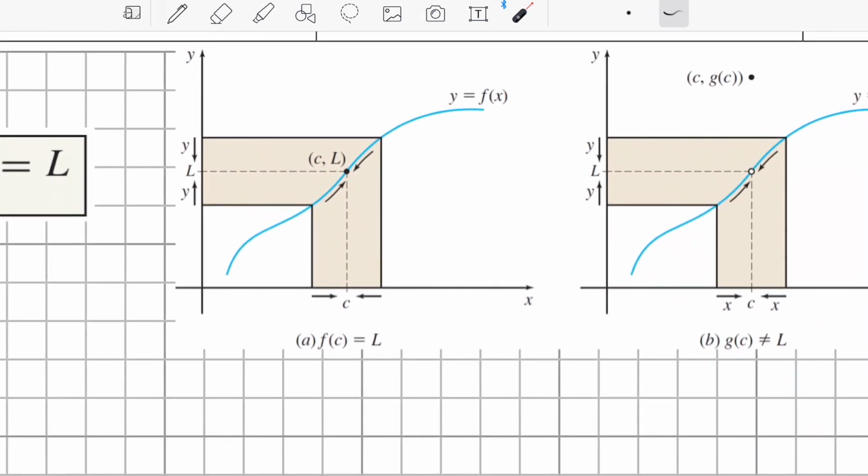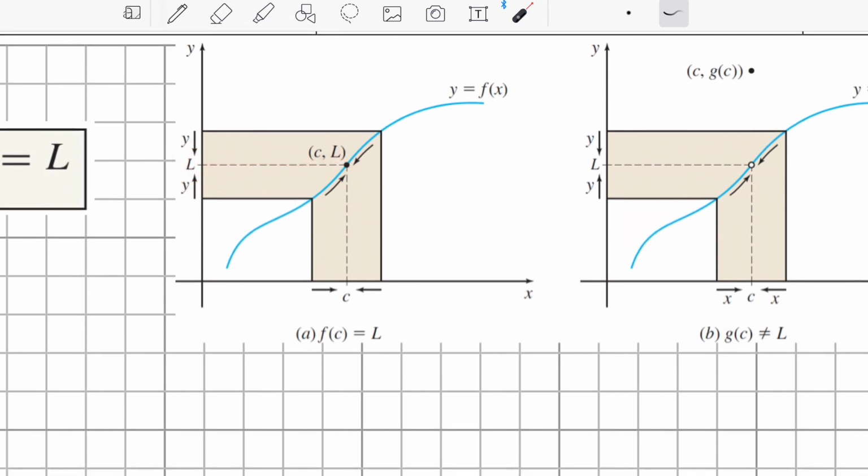Now, as x approaches c from the right side, the y value has to be doing something too. It's approaching a certain y value. And if we approach from the left, the y value is approaching a y value, and the limit is just that y value, the L. So basically it's just the y value. So we write it like this: limit as x approaches c of f of x equals L.